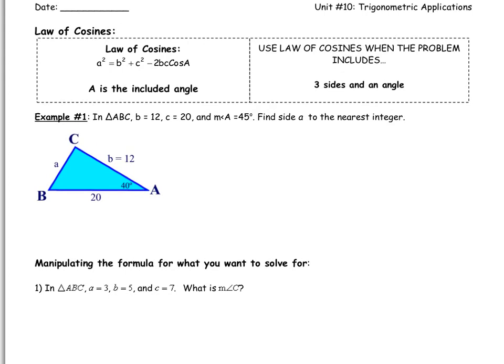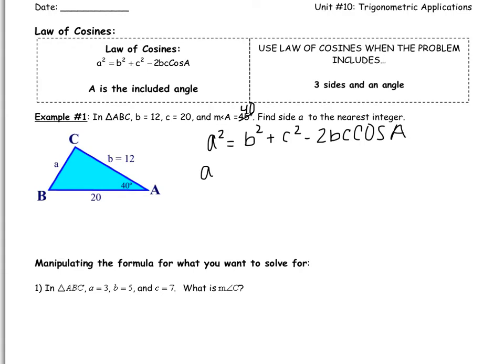Example number 1 gives you a triangle ABC, where little b is 12, little c is 20, and the measure of angle A is 40 degrees. Now in here it says 45, here it says 40. Let's just change that to 40, just what the given problem is. And it says find side A to the nearest integer. So let's write down the law of cosines formula. So we have a squared equals b squared plus c squared minus 2bc cosine A.